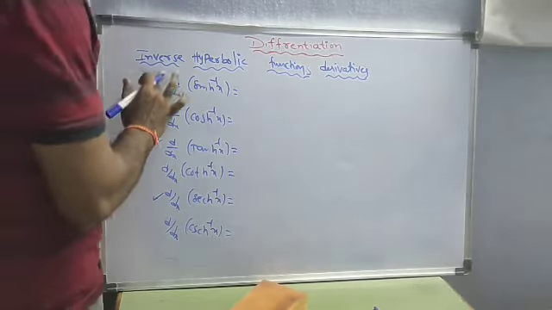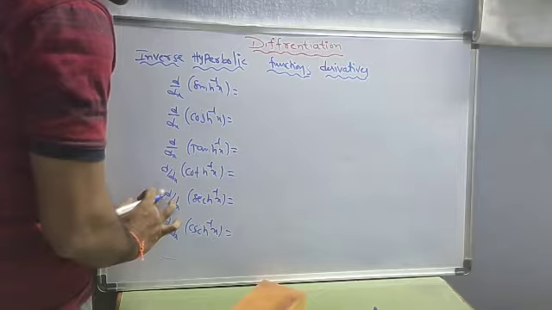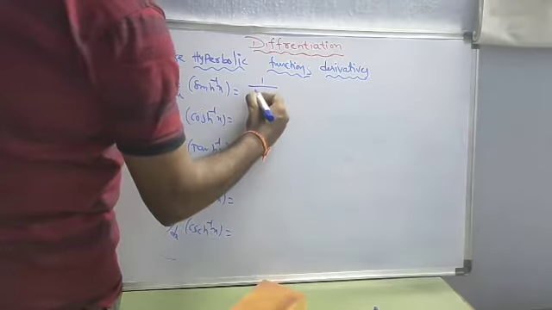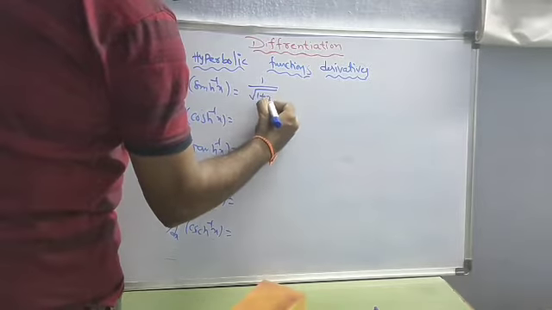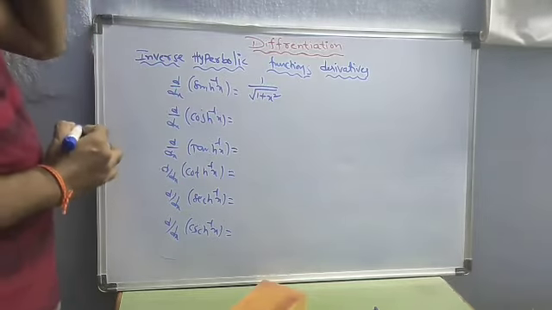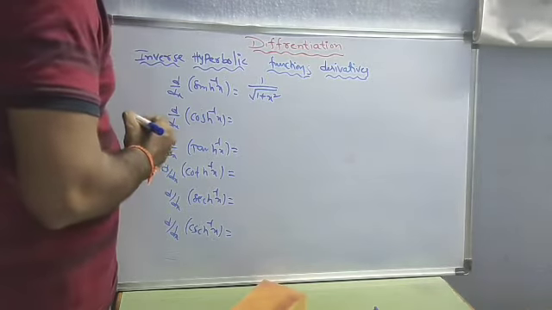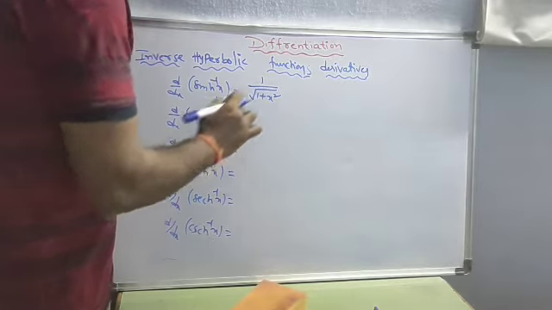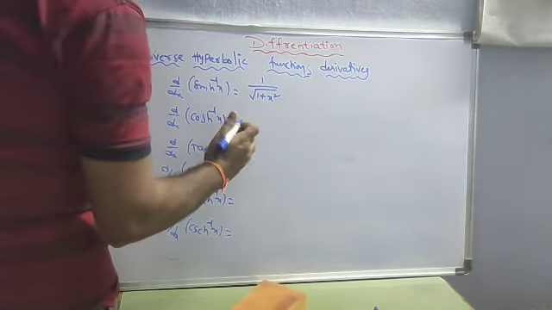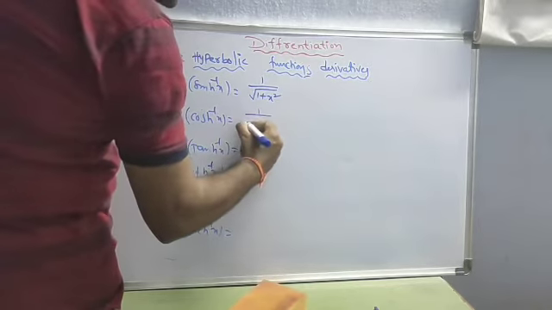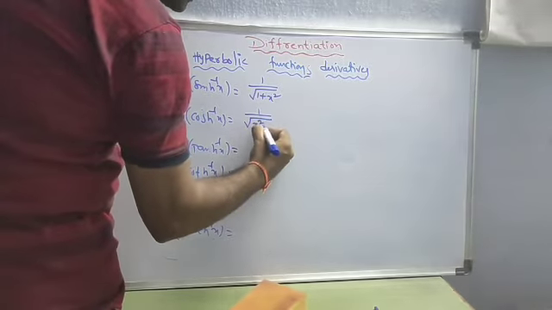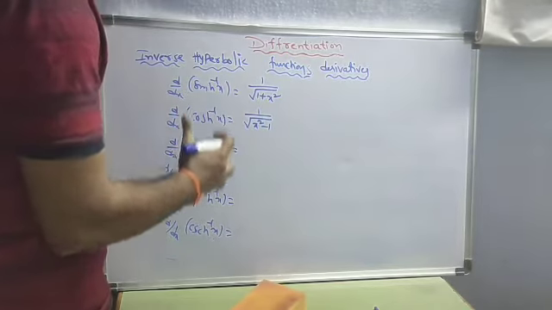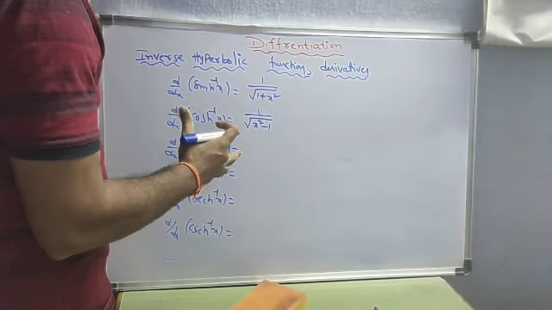Here the sin h inverse x differentiation formula is 1 by square root of 1 plus x square. If it is sin inverse x, it is 1 minus; here it is 1 plus. So that is the logic. Cos h inverse x is 1 by square root of x square minus 1.